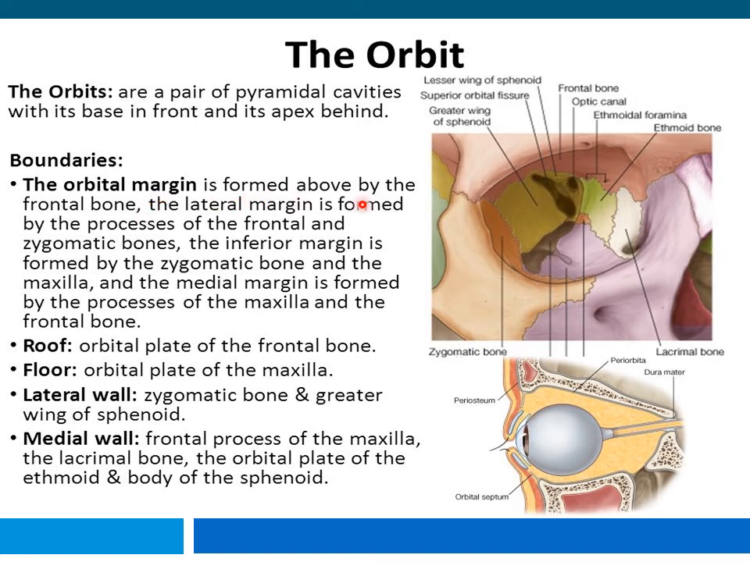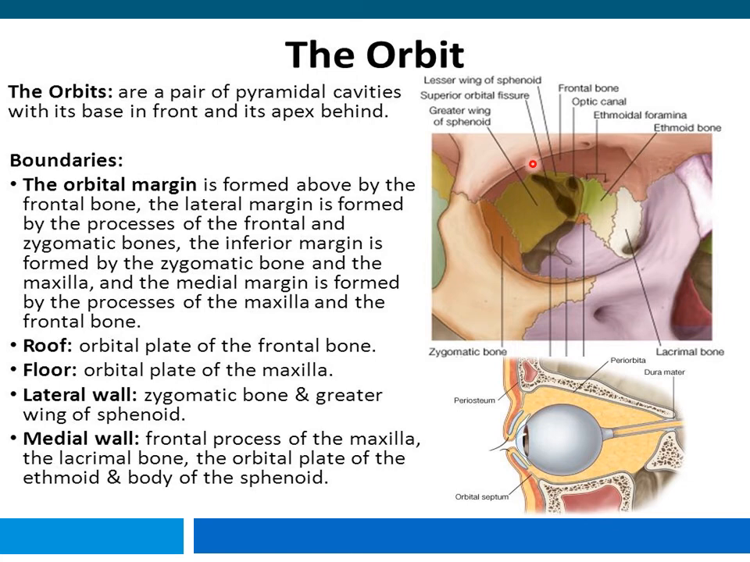The orbital margin is formed above by the frontal bone. The lateral margins are formed by the processes of the frontal and the zygomatic bone. The inferior margin is formed by the zygomatic bone and the maxillary bone. The medial margin is formed by the processes of the maxilla and the frontal bone.